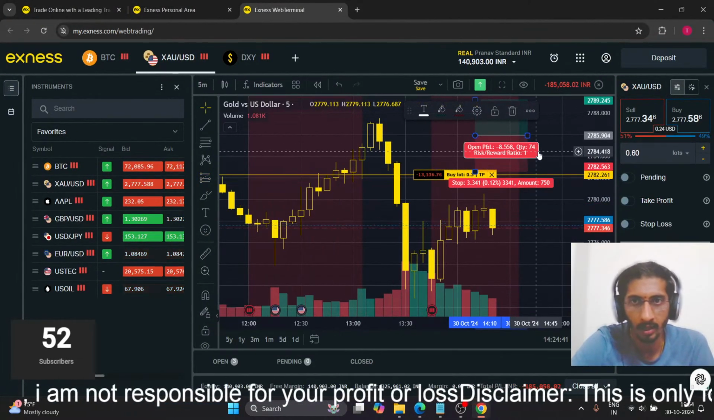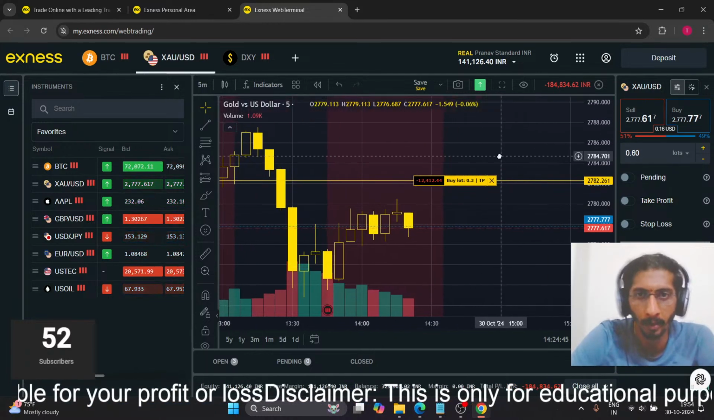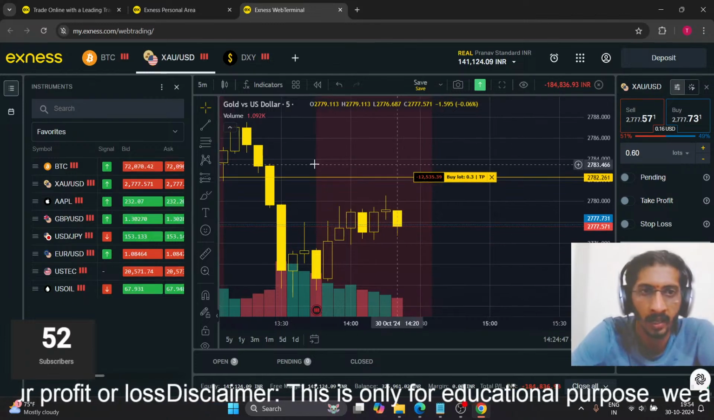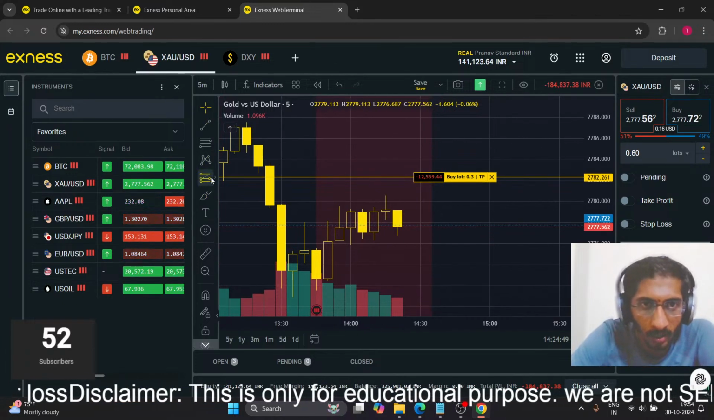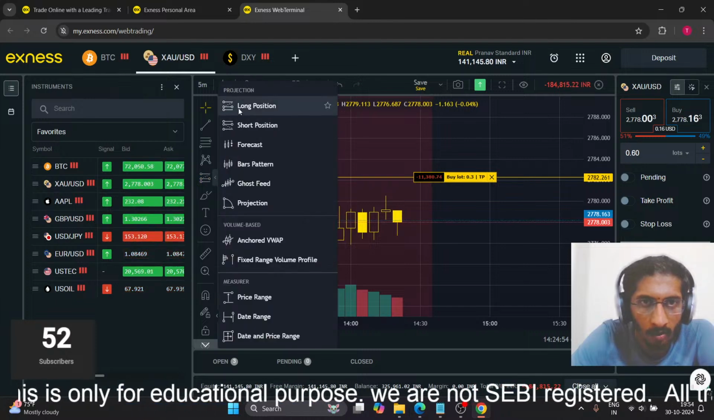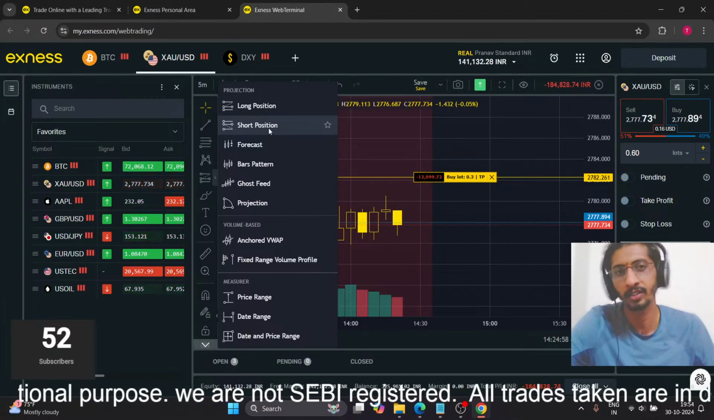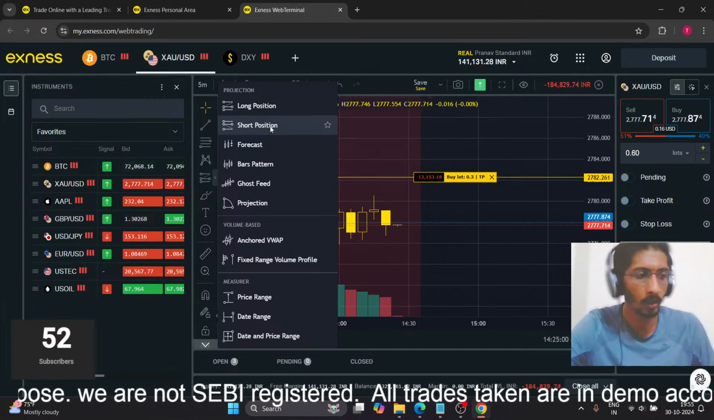So how to keep it? I'll show you. Whenever I send the analysis, you plan prior to buying. For example, use the tool above this brush symbol. If you click on the arrow mark, you'll have long position and short position. Long is when you buy. Short is when you plan to sell or short it downwards.